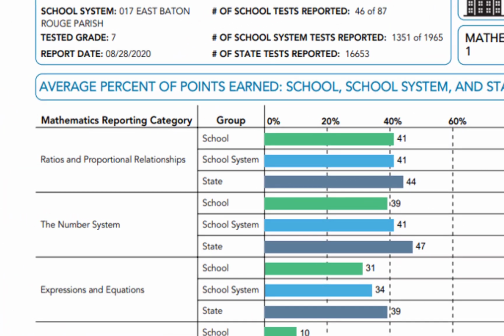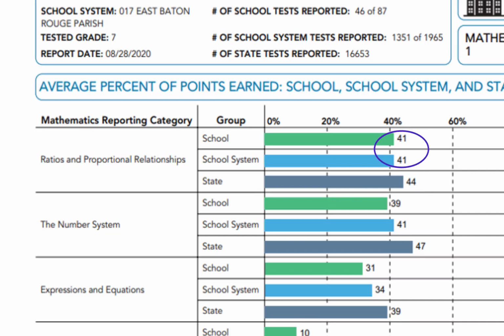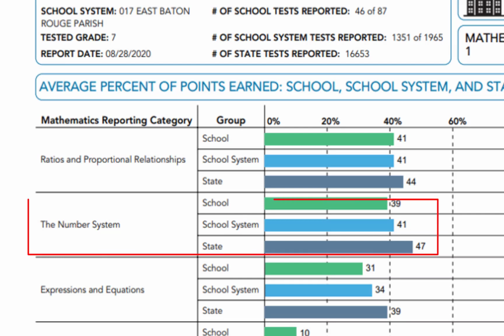Okay, so if you look at ratios and proportional relationships, you have your school system, your state. And so if you look at the school and the school system were about the same. So both 41%. So 41% of the students at the school got the ratio and proportional relationships correct. Okay, and the school system 41%, the state 44%. For the number system, the school on average scored 39%. The school system 41%, the state 47%.